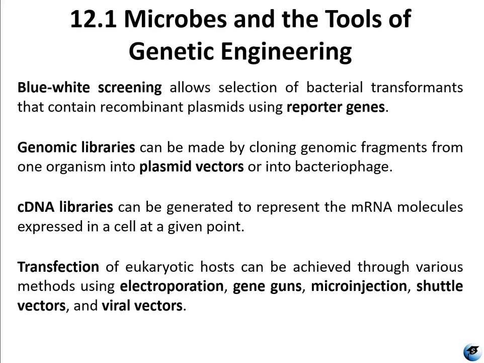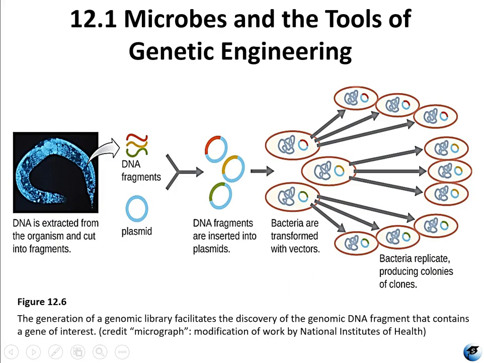So genomic libraries have to do with the gene being present. cDNA libraries have to do with genes that are being expressed. And then just down here, there are several different methods of transfection, like just physical methods that these things are performed with. You've got electroporation, gene guns, microinjection, shuttle vectors, and viral vectors. So the next two figures are just comparing genomic libraries to cDNA libraries.